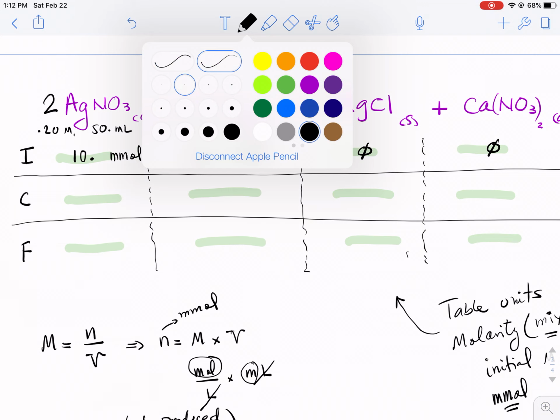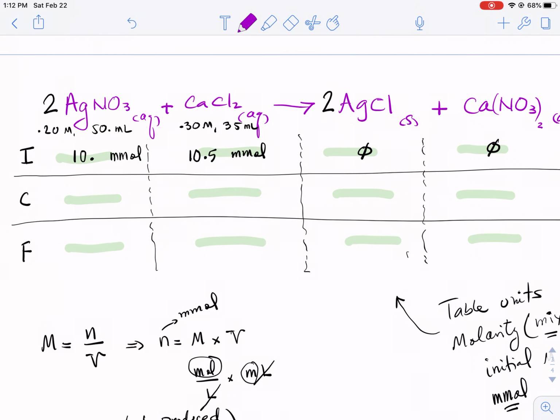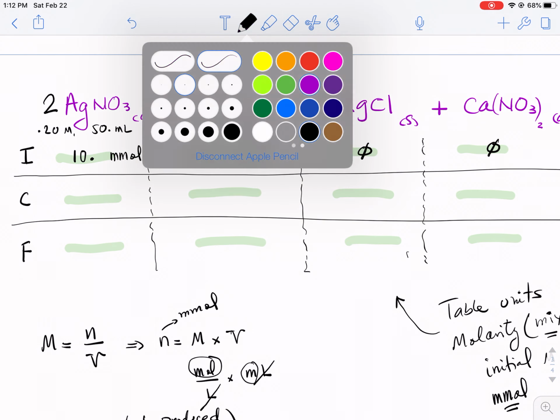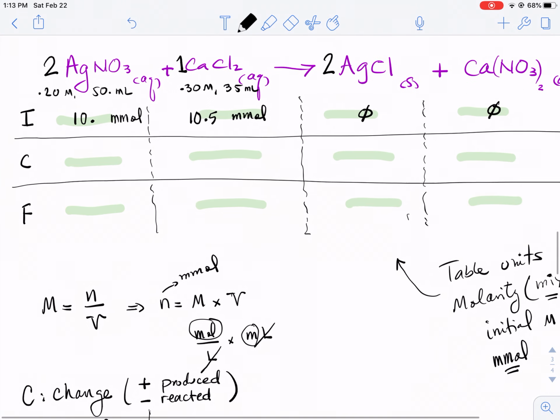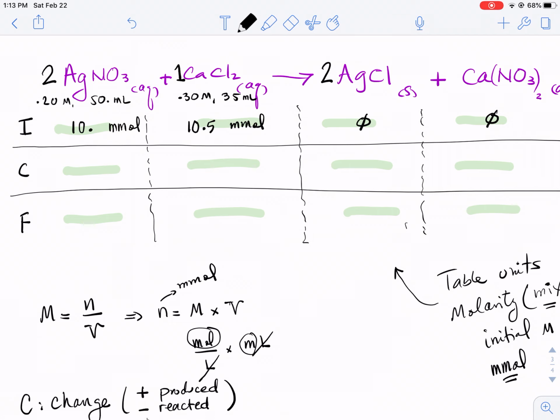A quick way that I like to teach my students is to look at these coefficients. This coefficient is 1. So the ratio of silver nitrate to calcium chloride is 2 to 1. You need twice the silver nitrate with half the calcium chloride. That's how this works on a mole basis. When I want to do a quick calculation, you have to do 2 calculations to determine what's excess and what's limiting. So let's start with the 10 millimoles of silver nitrate.